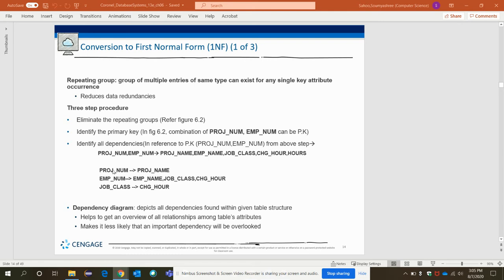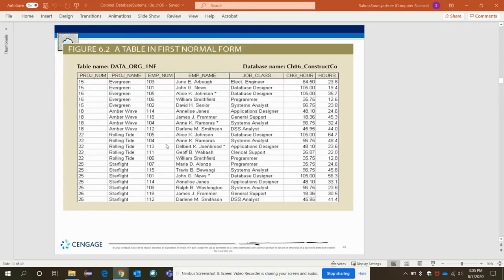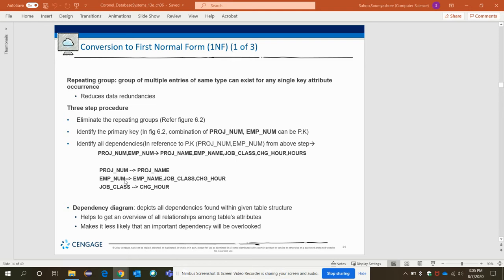Now project number is able to identify project name individually. Okay, EMP num also, you just have to go to the table and look for it. So EMP num alone is also able to identify EMP name, job class, and CHG hour, charge per hour, and job class can only identify CHG hour. So now you are done with all the dependencies.